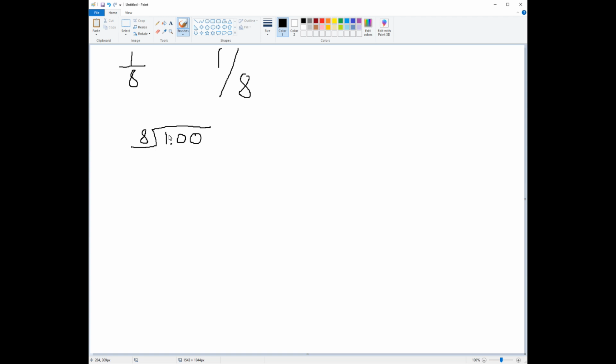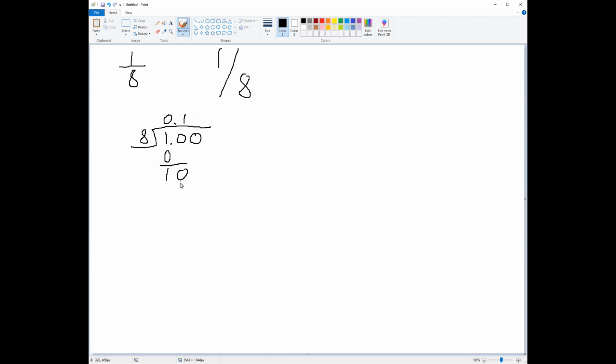So if you have 1, can you take 8? The answer is no. So we put a 0 up here, and let's not forget the dot. You put a 0 here, you make the line, 1 minus 0 is still 1, and then you take the 0 down. So now it says 10. If you have 10, can you take 8? Yes. How many times? 1.